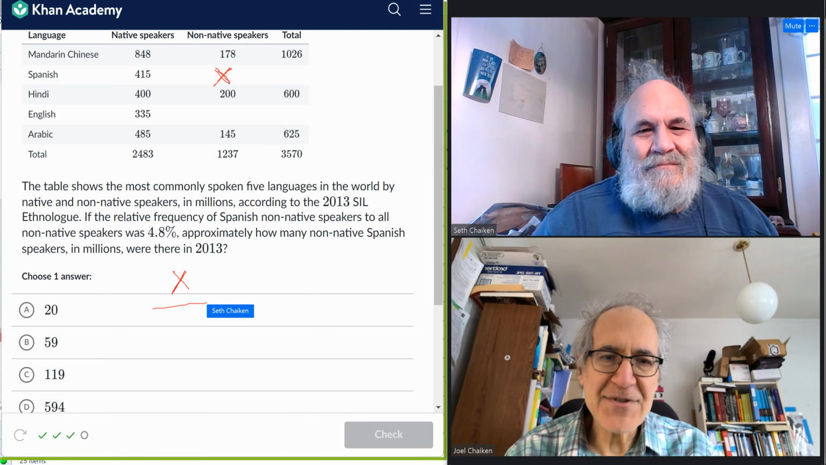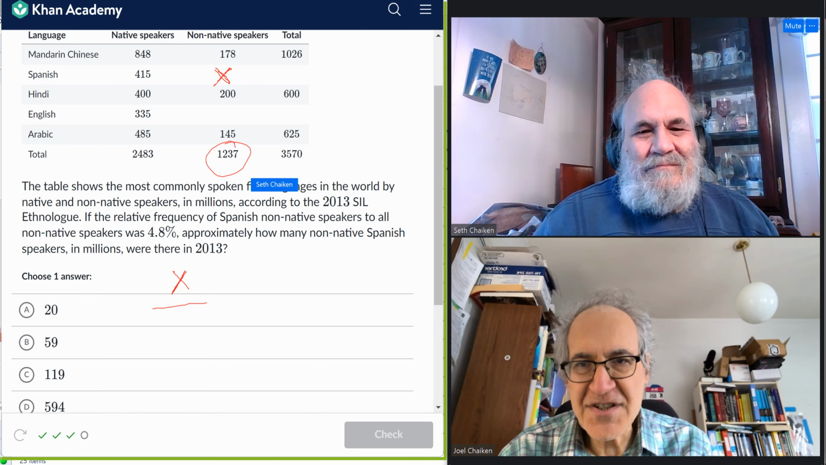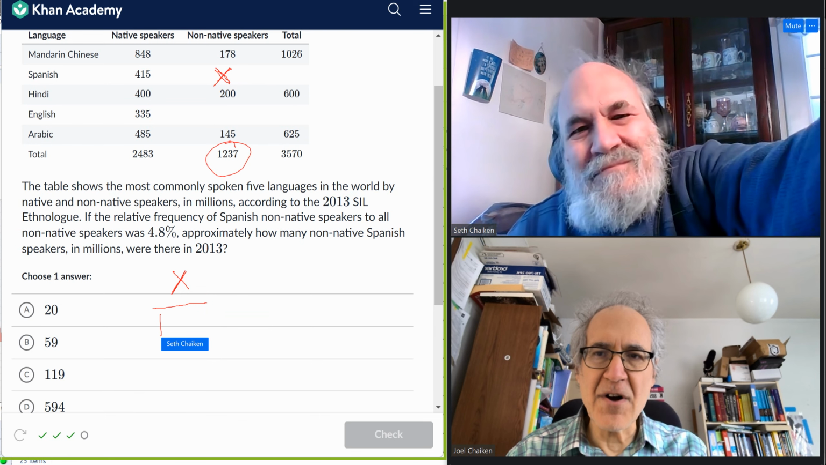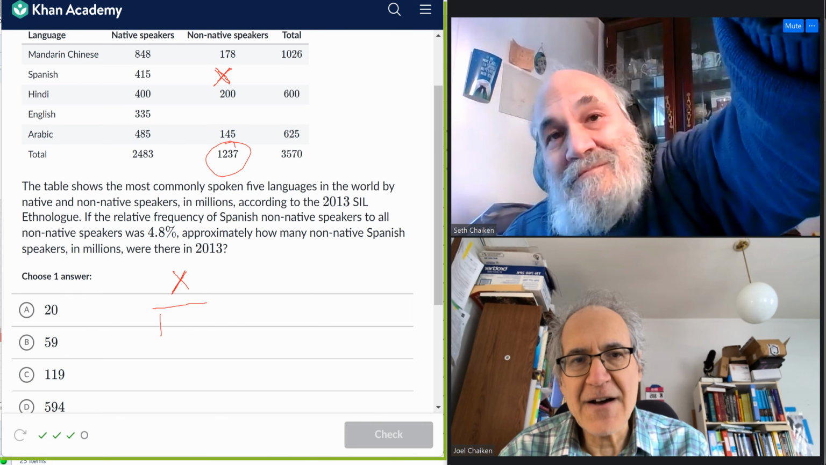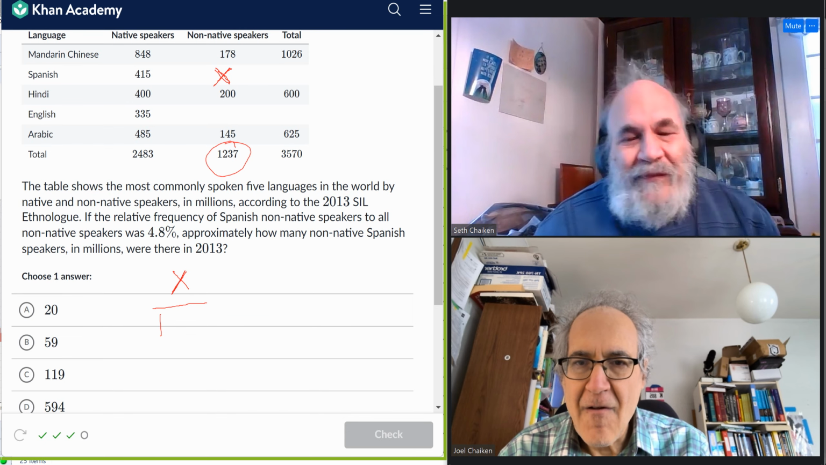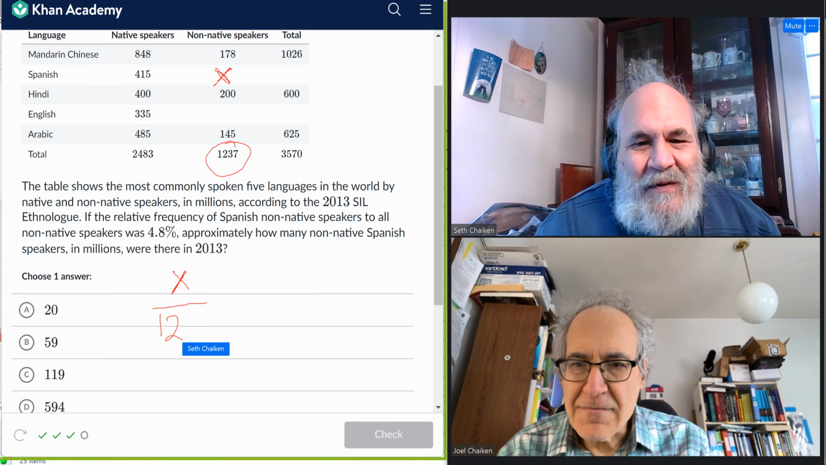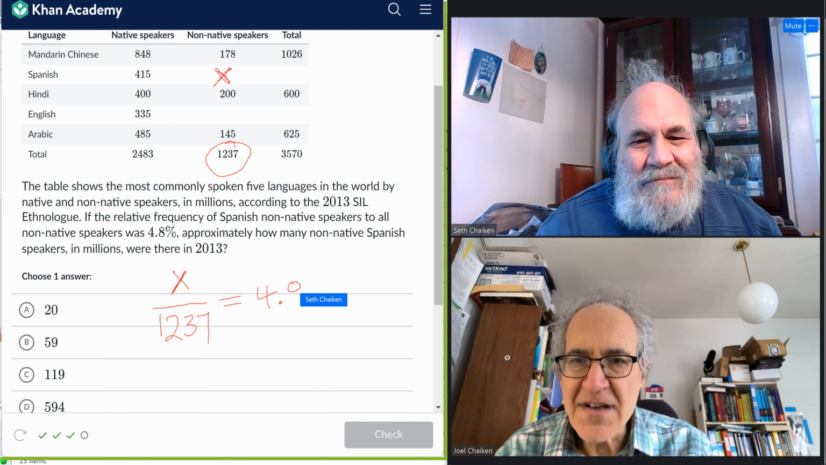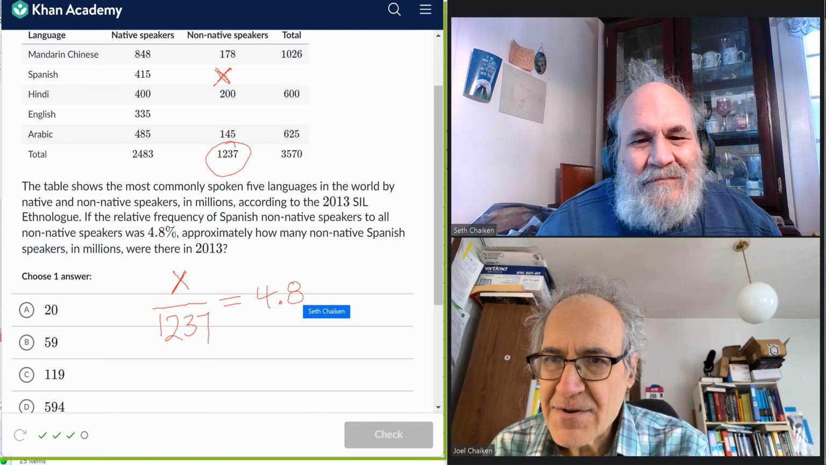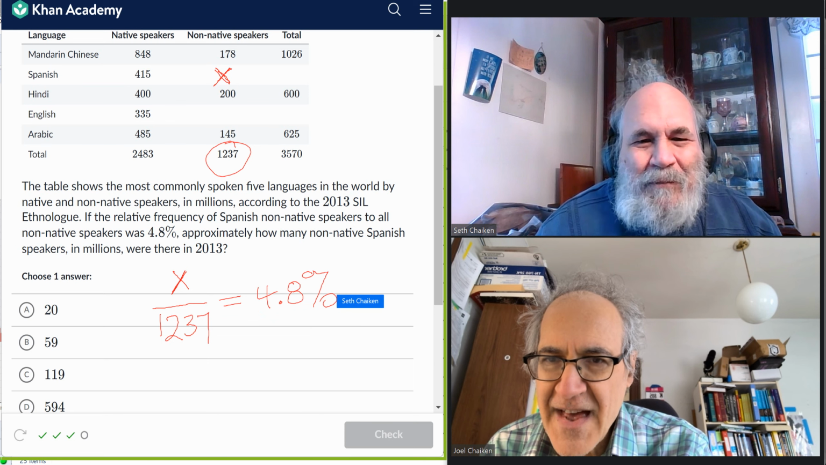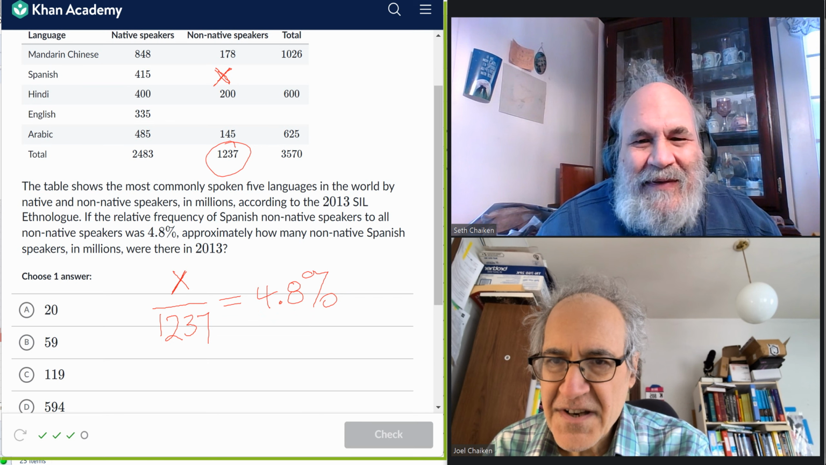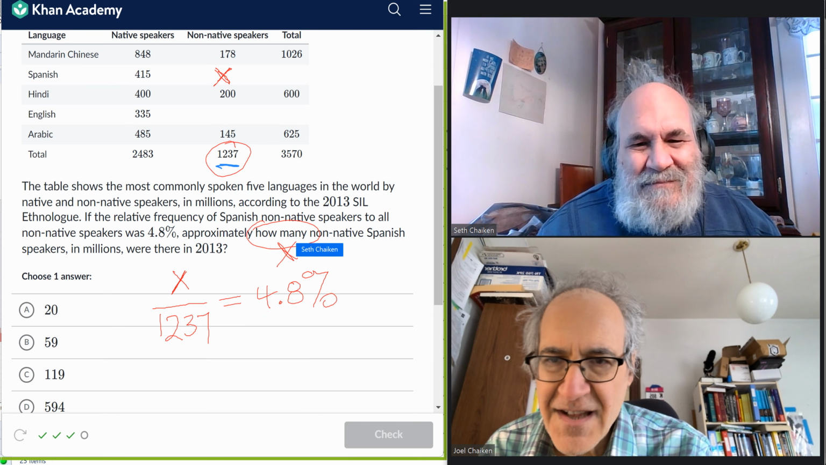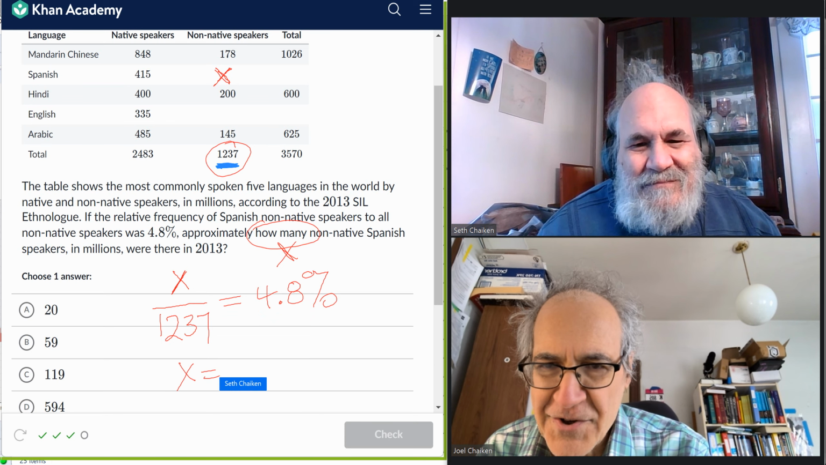So this is sort of a backwards question. They're telling us the conditions under which there are non-native Spanish speakers, and we have to figure out what the actual number is. You want to find the relative frequency of Spanish non-native speakers, so we'll call that X, to all non-native speakers, right, exactly.